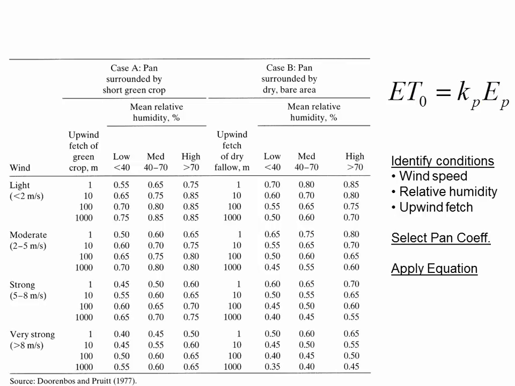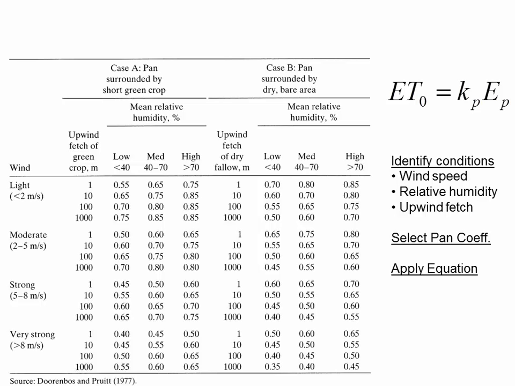And in this equation here, on the right side of the screen, it says that you can find the evapotranspiration for the crop by using the pan evaporation. E sub P is the evaporation of the pan. And then the K sub P, the pan coefficient, is this table here. And so what you'll notice is that if you have a lot of upstream upwind fetch of green crop, then the pan coefficient is 0.75. But if you have hardly any upwind fetch of green crop, it's 0.55.